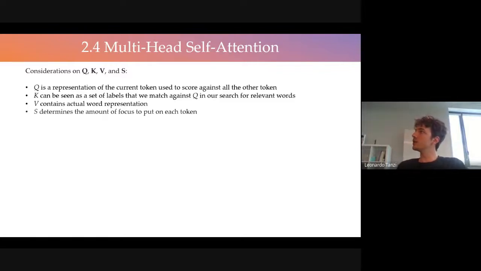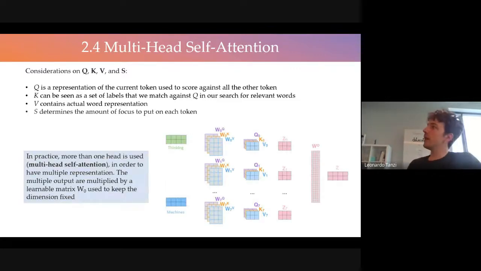Actually, there's a reason why it's called multi-head, because usually you use more than one head to have multiple representations. In this case we're using 8 heads, because we start from 0. You will have one set of matrices for each of the representations. So at the end, you will end up with 8 different self-attention vectors for the first word.